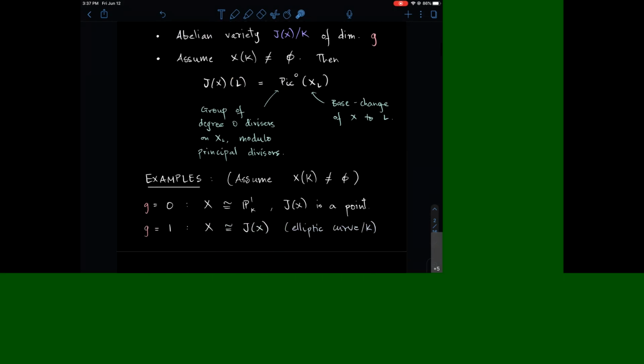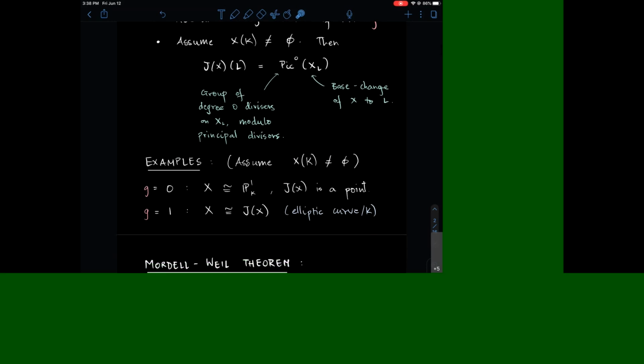So just some examples that we probably interact with on a daily basis, assuming of course that X has a rational point: a genus zero curve with a rational point is just the projective line. And so every degree zero divisor is principal, and so the Jacobian is just Spec of K, a single point. If the genus is one, then the curve is isomorphic to its own Jacobian. This is the case of elliptic curves.